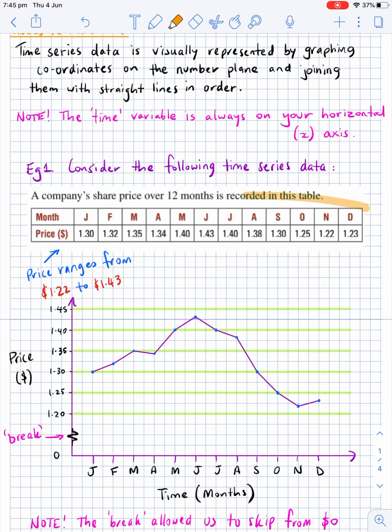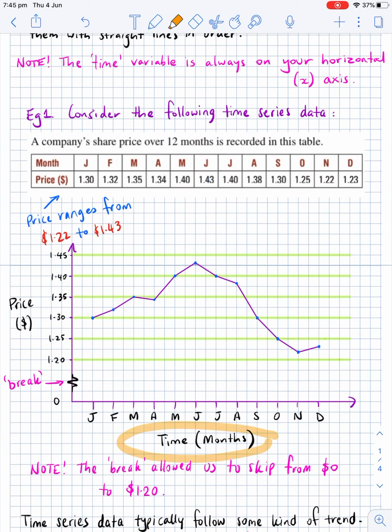So let's look at this set of data, which is time series data. A company's share price over 12 months is recorded. You can see that it's been recorded every single month. So that's your time interval. And here is your y variable, your price. You need to make sure your time, months, is going to be on the x-axis along the bottom, and the other variable, price, is going to be on your y-axis up the side.